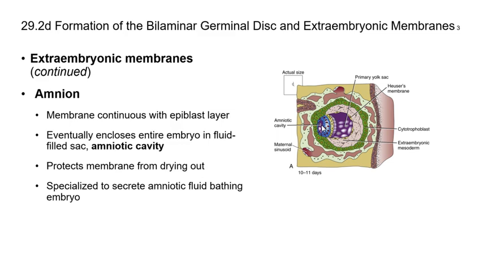I know at this point it's hard to visualize and conceptualize how that's going to occur, but here in a little bit we're going to talk about folding, and you'll see how that amniotic cavity is ultimately brought around and wrapped around the entire embryo and then ultimately around the entire fetus. Okay, so we've got our yolk sac, we've got our amnion.